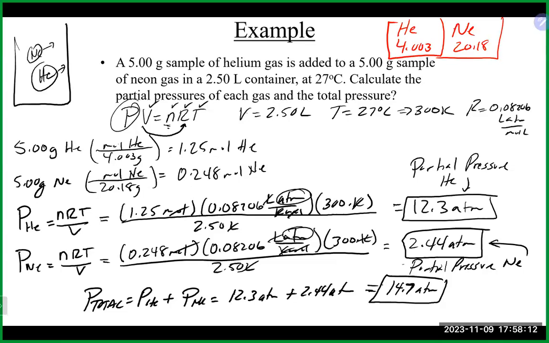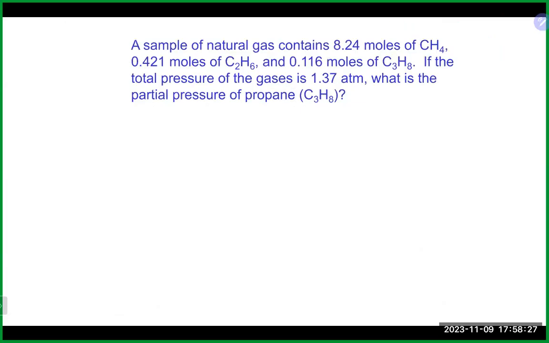Any questions on this? So this is one type of partial pressure problem, which is essentially really just an ideal gas law done separately for each gas in the mixture. And really the only difference in the calculations should be the moles of each of those gases. Let's take a look at another one here.